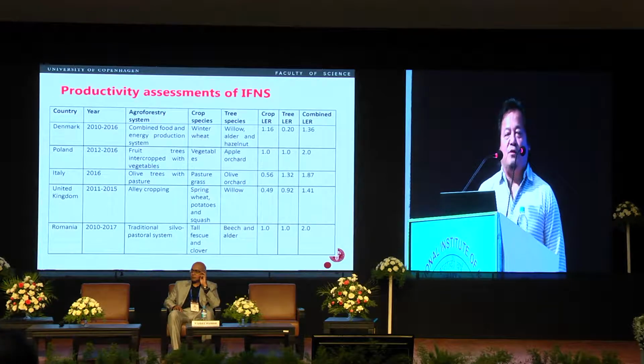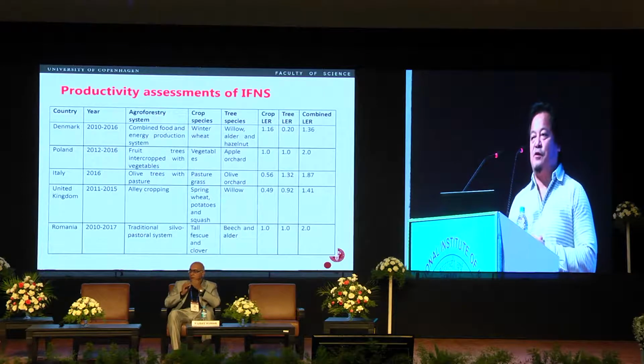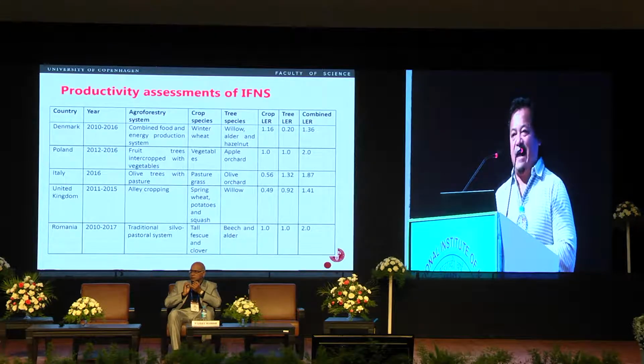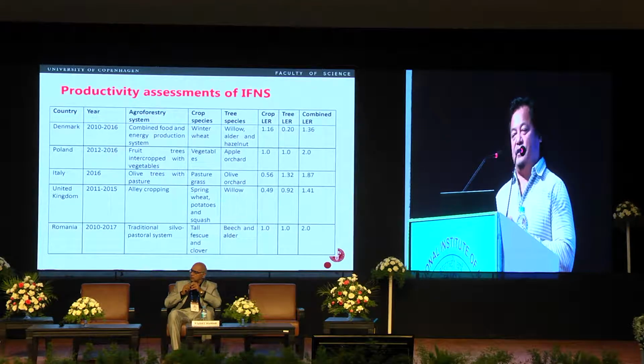This shows some of the assessments we did in this project. If you look at the last column, you can see the land equivalent ratios of different systems. Land equivalent ratio is a ratio that we use to measure the productivity of agroforestry or intercropping systems compared to monocropping. So when you say 1.36, I mean intercropping is 36% more productive compared to monocropping. So this is what it means.